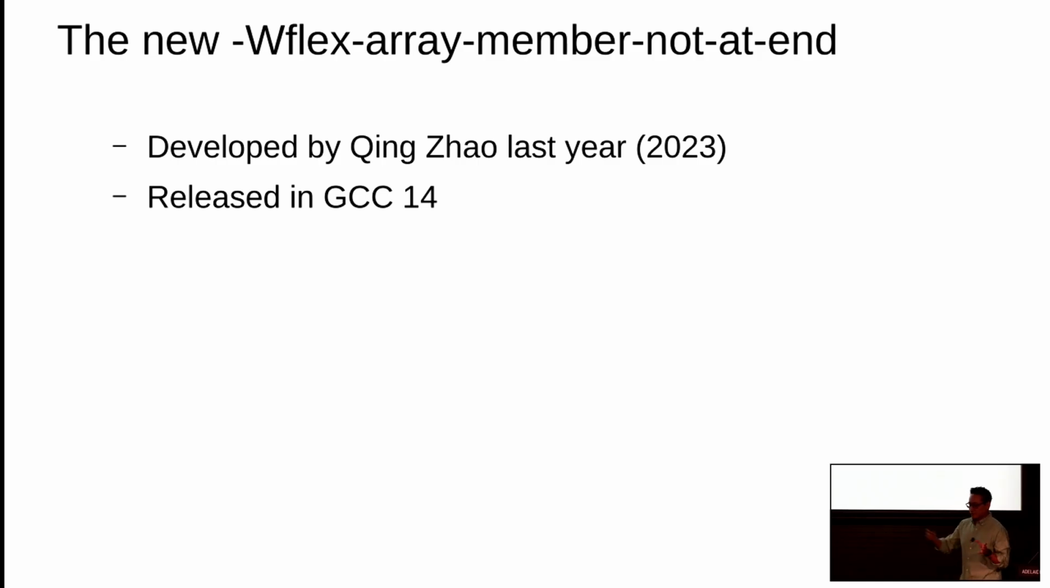Okay, this compiler option, Wflex-array-member-not-at-end, it's a fairly long name, right? It was developed by Xin Zhao a couple of years ago. Xin is a GCC developer, part of the Kernel Self-Protection Project. She's basically the person on the GCC side who has been developing all the compiler options and attributes we have been using in the Kernel Self-Protection Project to enhance the security of the kernel over the last years.